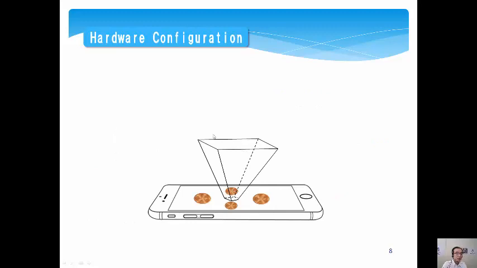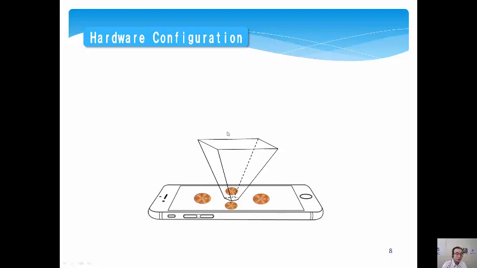So I will show you the hardware configuration using this slide. This is the smartphone upside, and this is the screen. The screen displays the small coins here. So we set this transparent board here. It's a simple mechanism using Pepper's Ghost.